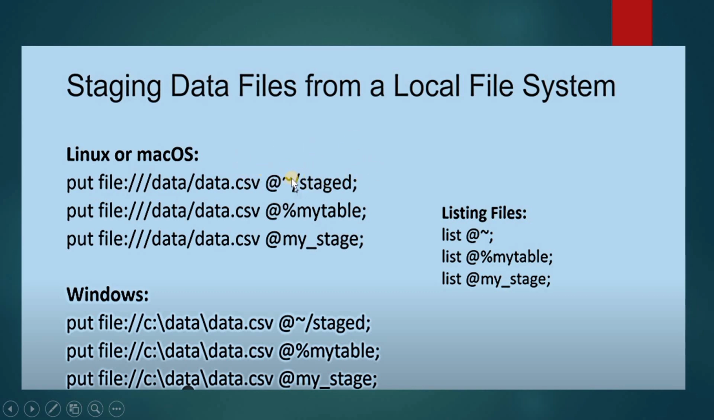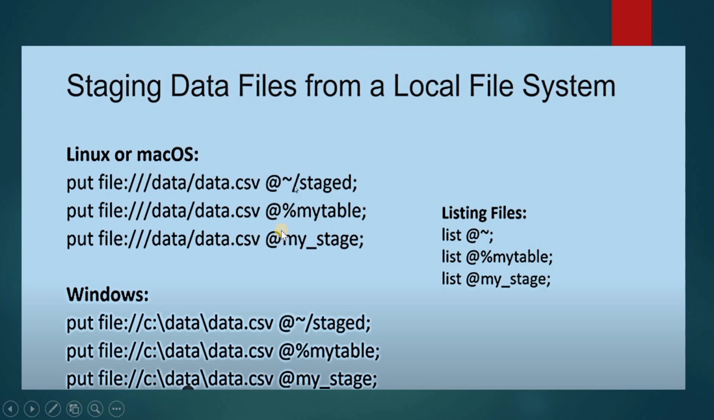This @ is the symbol of the user stage. We are just uploading this data.csv file into the user stage. You have to recognize this just by seeing the symbol. The second one is also a put file with three forward slashes and data.csv, and this @% is for the table stage. We are uploading this data.csv into the @% my table, which is a table stage. And this is for the named stage.